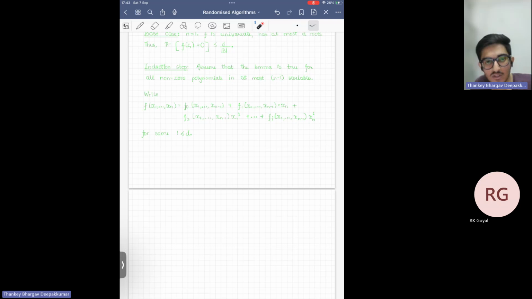F of C1 to Cn would still be 0, right? Yes. So the argument I was making, that once I've picked these values, this would be non-zero, probably d over size of S, only works if at least one of these is non-zero, right? Yes. So that was the issue with the argument. And now I'll show you how to fix that issue.